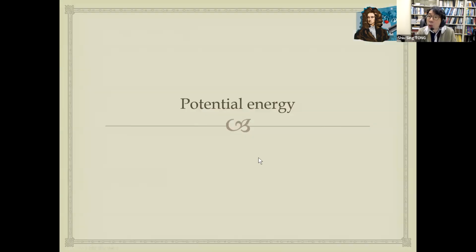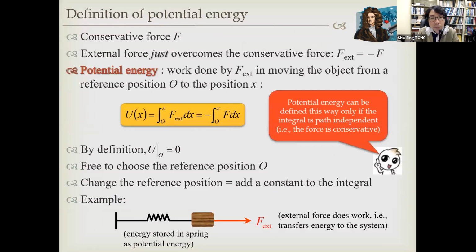Now, what is so good about the conservative force? The thing is, if I have a conservative force, I can define the potential energy. Why? To define the potential energy, I need a conservative force. And I also need an external force that just overcomes the conservative force, so that the external force is equal in magnitude to the conservative force, but with a minus sign. The minus sign means the two forces are opposite each other.